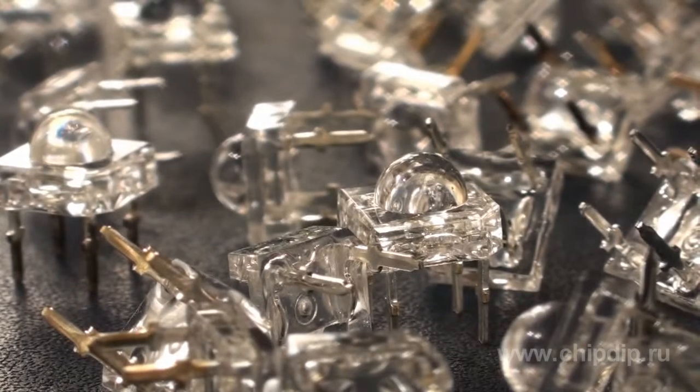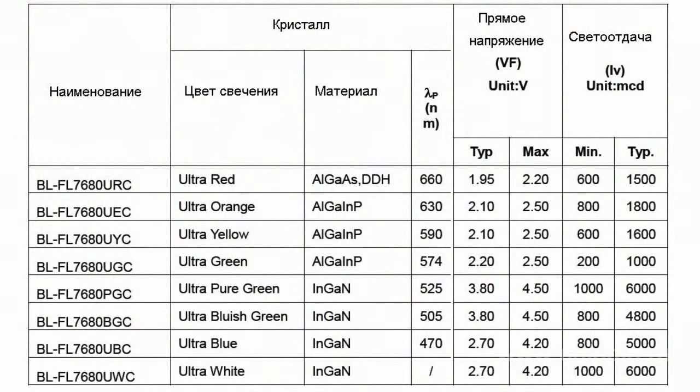All the LEDs of this series have the scattering angle of 100 degrees and the consumption current of 20mA. Depending on the type of crystal used, the LEDs have a luminous efficiency of 1000 mCd for the green light and 6000 mCd for white.